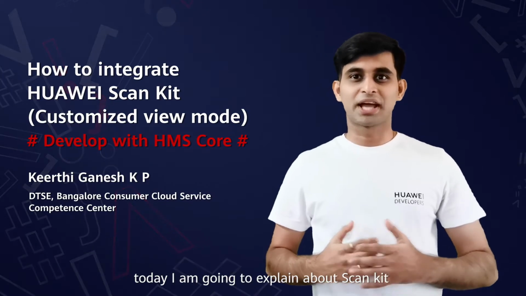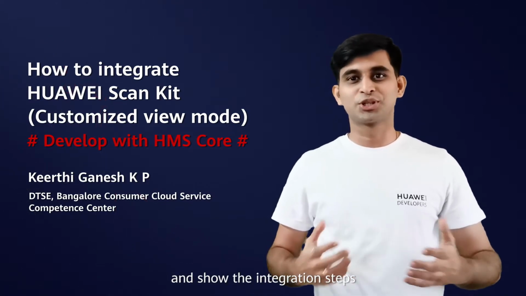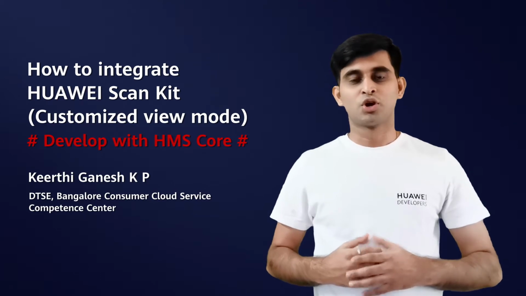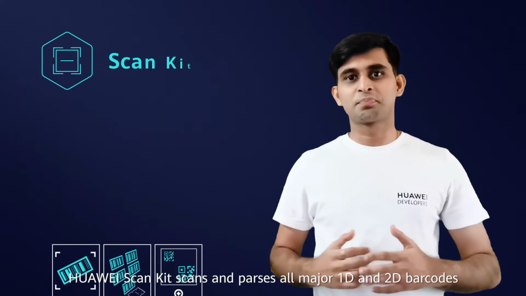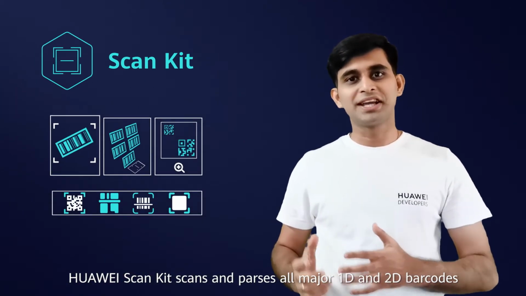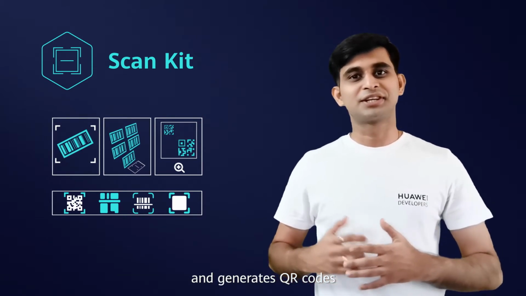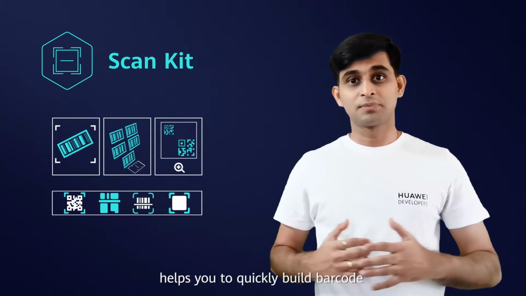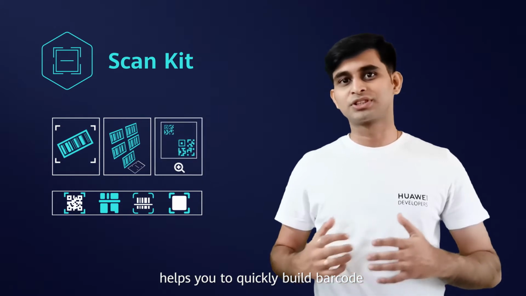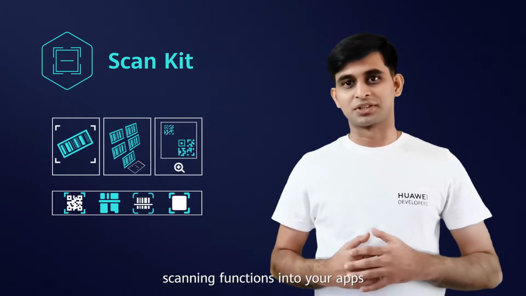Today, I am going to explain about Scan Kit and show the integration steps. HUAWEI Scan Kit scans and parses all major 1D and 2D barcodes and generates QR codes. This helps you to quickly build barcode scanning functions into your application.